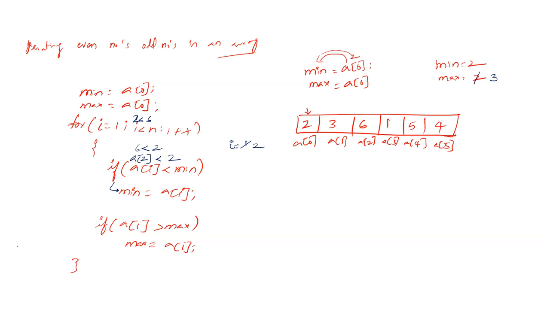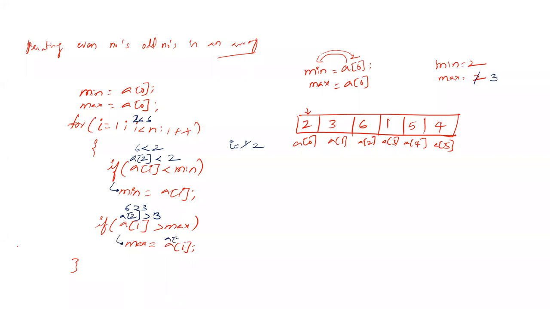6 is less than 2, is that true? No, it is not true. So therefore, we will not be going to this statement. So next, we'll go to the next statement. What is this statement? A of 2 is greater than max, 3. What is 6 is greater than 3? Is that true? Yes, it is true. Therefore, we go to this statement.